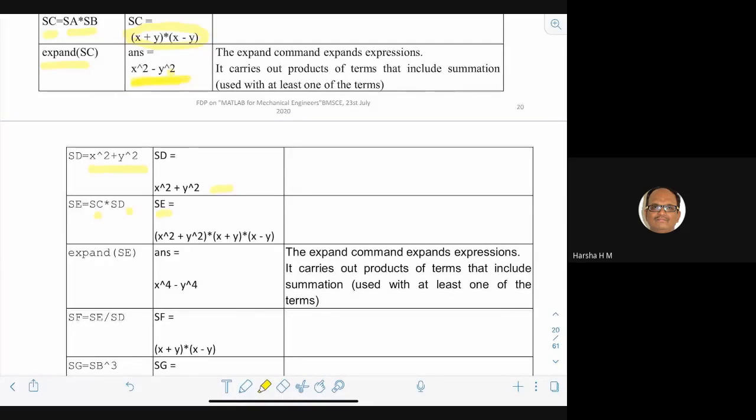You can see it here. It is not the expanded form. By using this expanded form, what is again that we have done, it is x square plus y square into x square minus y square. Therefore, it will become x to the power of 4 minus y to the power of 4. So start looking at the use of expand command.